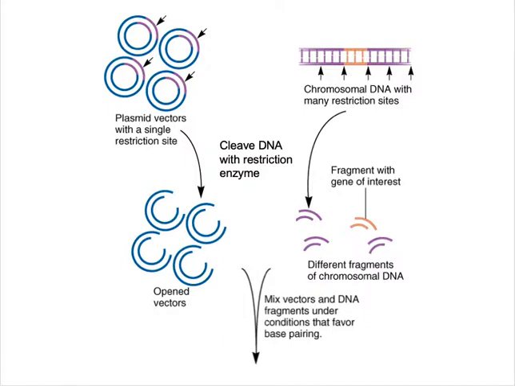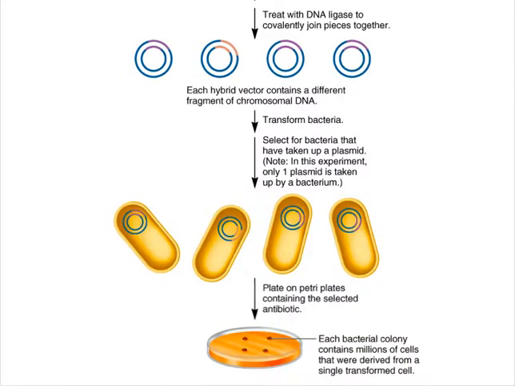So here's an example showing you the process of making a chromosomal DNA library. So on the top left is the vector. It has a unique restriction site, probably something like EcoRI or BamHI. And then on the right is our chromosomal DNA with a lot of restriction sites. You would cut it up with the same restriction enzyme. So in this case, if we used EcoRI, you would cut both DNAs with EcoRI. That would generate a whole bunch of fragments from the chromosome, which you then mix with the plasmid.